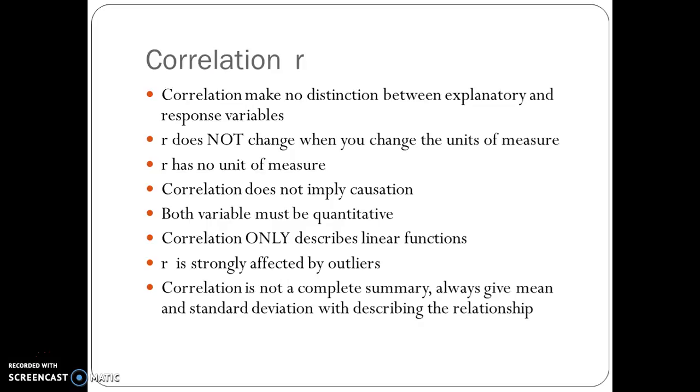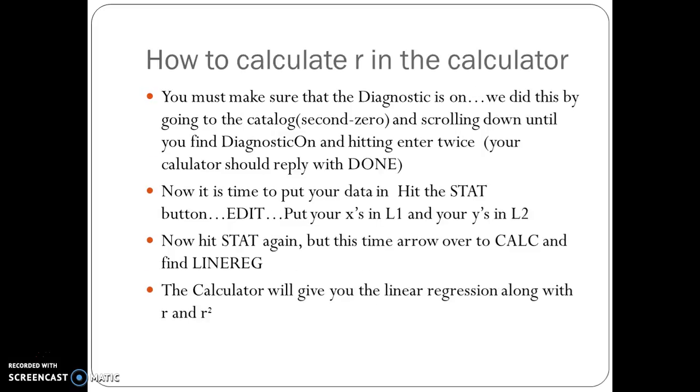One thing I didn't put on here, and we talked about it in class, is that R needs to go, -1 is the smallest R can be, +1 is the biggest R can be. It's always a number between -1 and 1. And the closer it gets to 0, the less of a relationship the explanatory and response variables have.